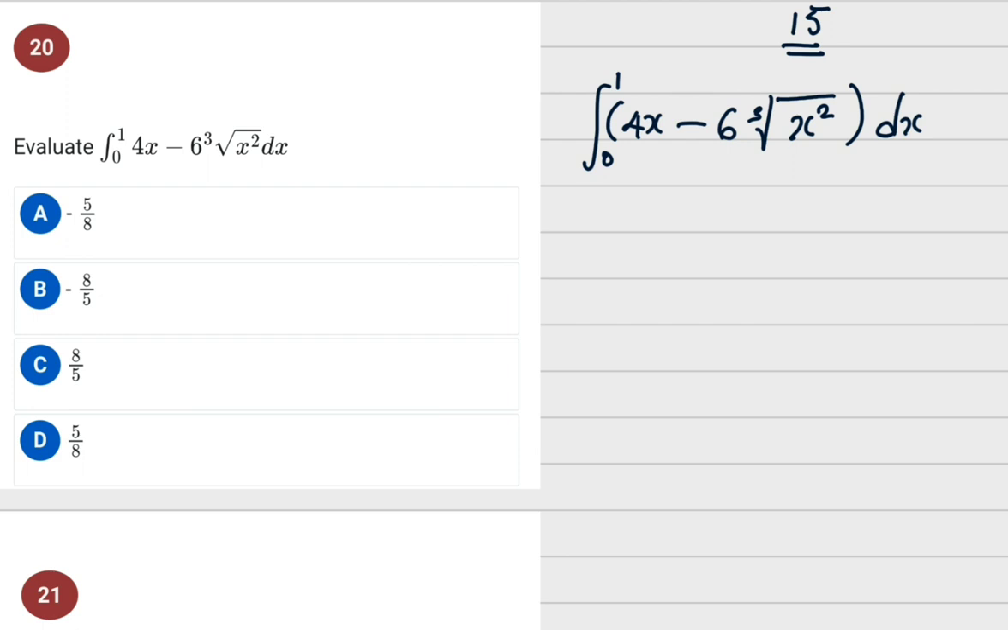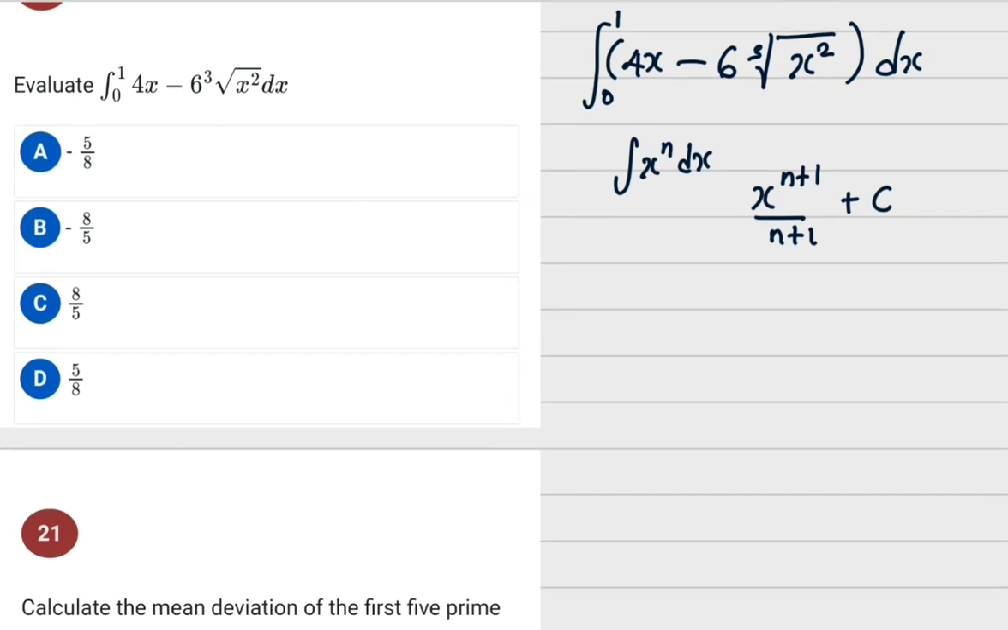So we start. Remember integration. If I'm to integrate x^n dx, remember what we said is going to be x^(n+1) over n+1, plus c. C is the constant of integration, so take note of this because that is what I'm going to be using. So if I'm integrating 4x, this is going to be 4, then x^(1+1) over 1+1, which is 2, right? Then minus, I have 6.